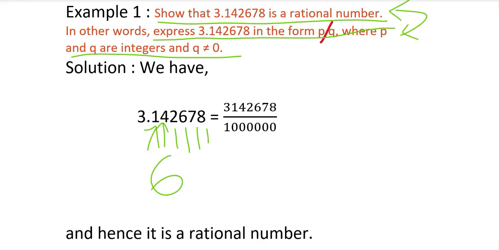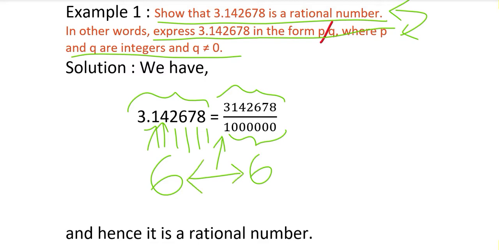So what we do is we write all the digits here the same, and then we just put a 1 here, and after 1 we put how many zeros? 6 zeros. These two correspond. So the number of digits here and the number of zeros here must be equal, and this 1 is customary. So directly we get this number in the form of p by q.